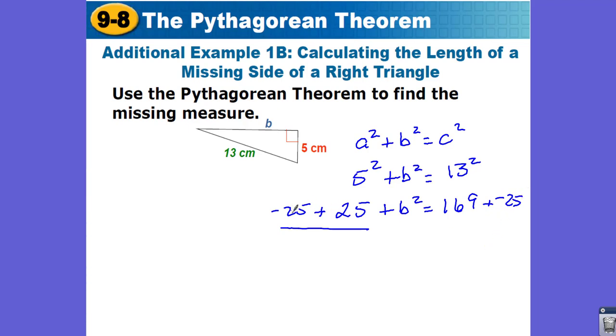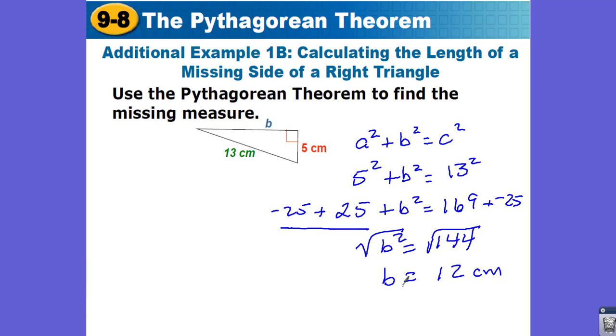Okay, so my 25s on this side will cancel each other out, and I'm left with b squared. And now I have 169 minus 25. Well, when I do the subtraction there, I actually end up with 144. So, same kind of thing we did on the previous problem. To find b out of b squared, I take the square root of it. So, b squared turns into b, and the square root of 144 is 12, and in this case 12 centimeters again.